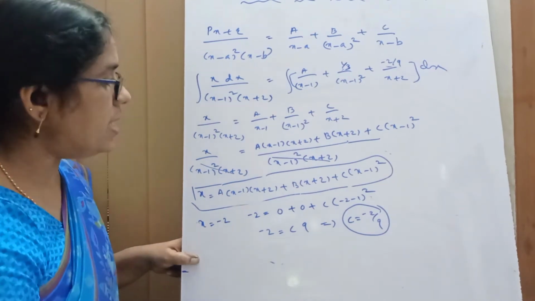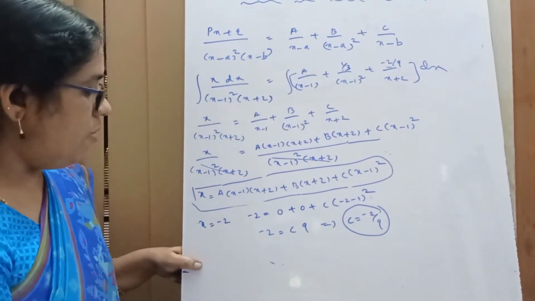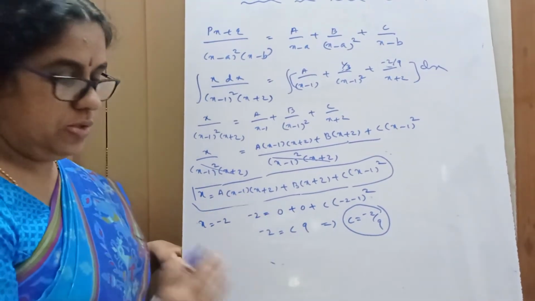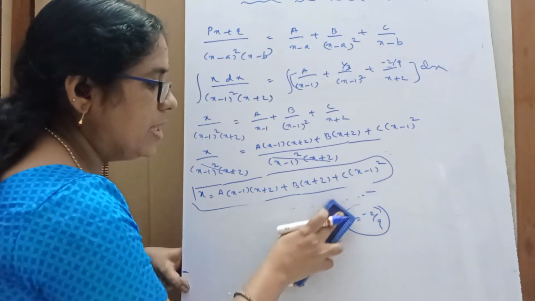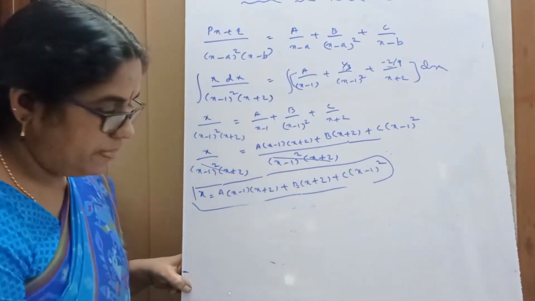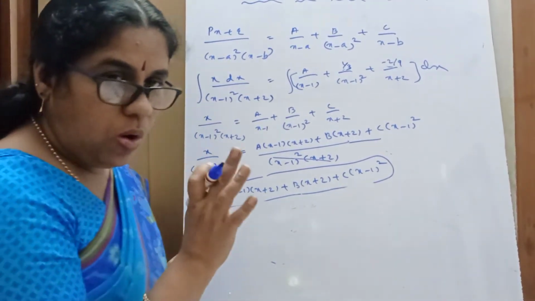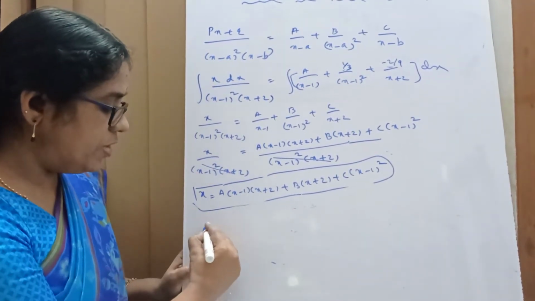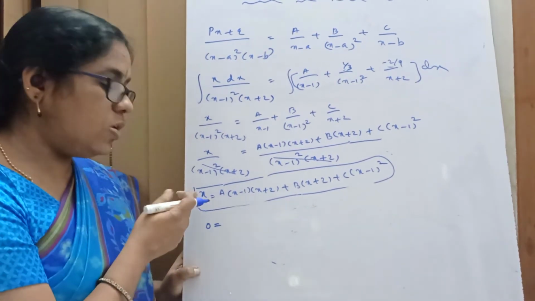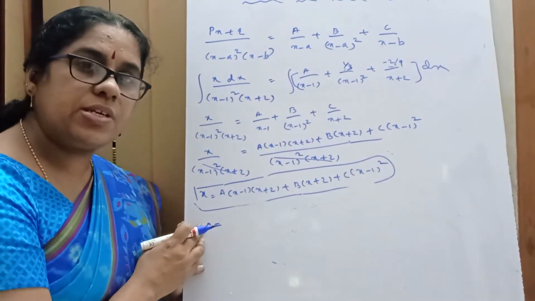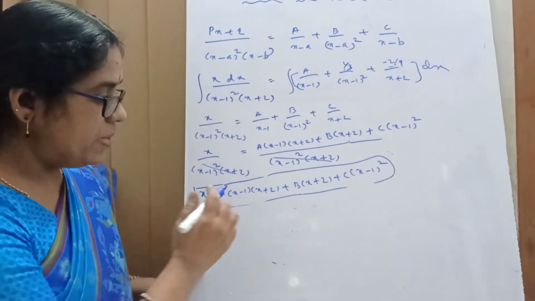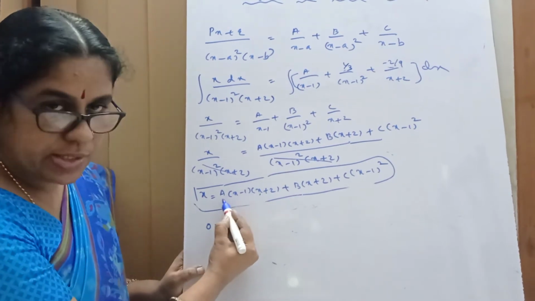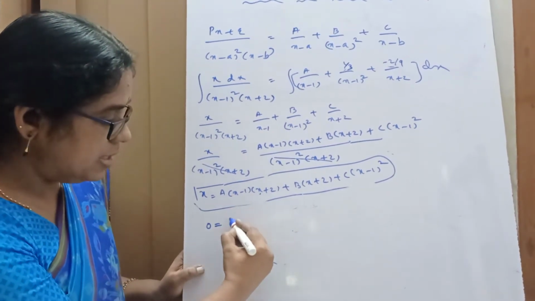Okay. Next we have to find constant a. For this, one method is we can compare the coefficient of x square on both sides. In the left side, there is no term containing x square. So the coefficient of x square is 0. I am taking it as 0. In the right side, in the first term, a is outside, so the coefficient of x square is a.